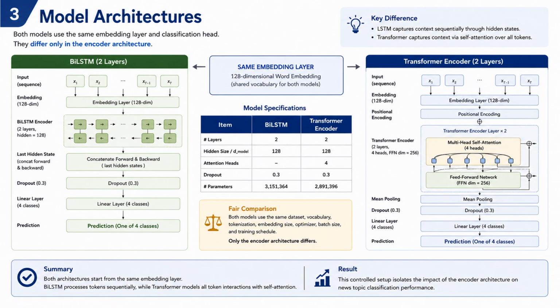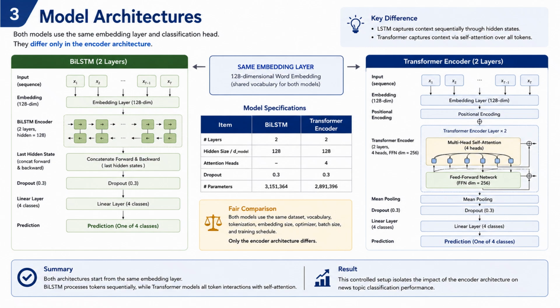After applying the same preprocessing pipeline, we compare two encoder architectures under identical training conditions. Both models start with the same 128-dimensional embedding layer and end with the same linear classifier. The key difference lies in how they encode the input sequence. The bi-LSTM processes the sentence sequentially, updating its hidden states one token at a time. The final representation is obtained by concatenating the forward and backward hidden states before classification.